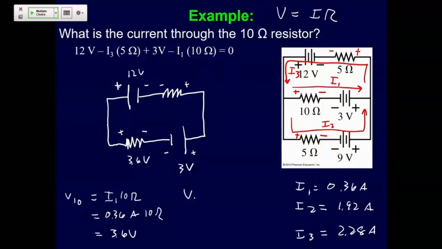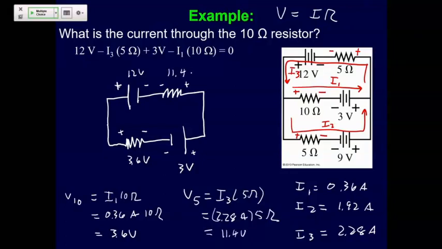Now, the voltage across the 5 ohm resistor is this top one over here. That's current I3, so I3 times 5 ohms. I3 is 2.28 amps times 5 ohms, and when I did that, I got 11.4 volts. Here we have all the different voltage drops for this circuit, and it worked out in this case that the way I guessed the currents worked out well.